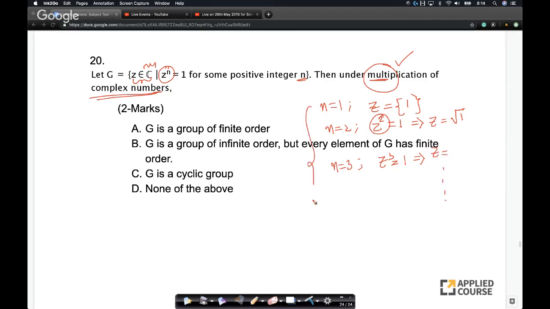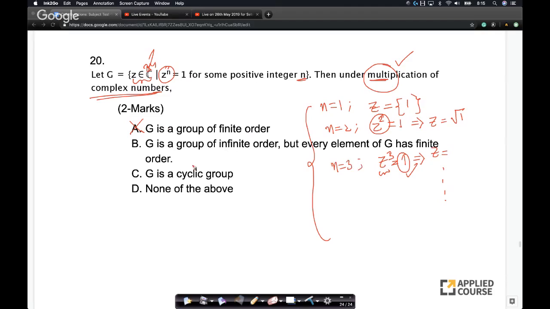So this set consists of many, many elements. This is not necessarily a finite ordered set, because this is not just real numbers. If it were real numbers, everything is good. This is all complex numbers. There are complex cube roots of unity, and similarly, there are complex fifth roots of unity. So it's not a group of finite order. So certainly A is not right.